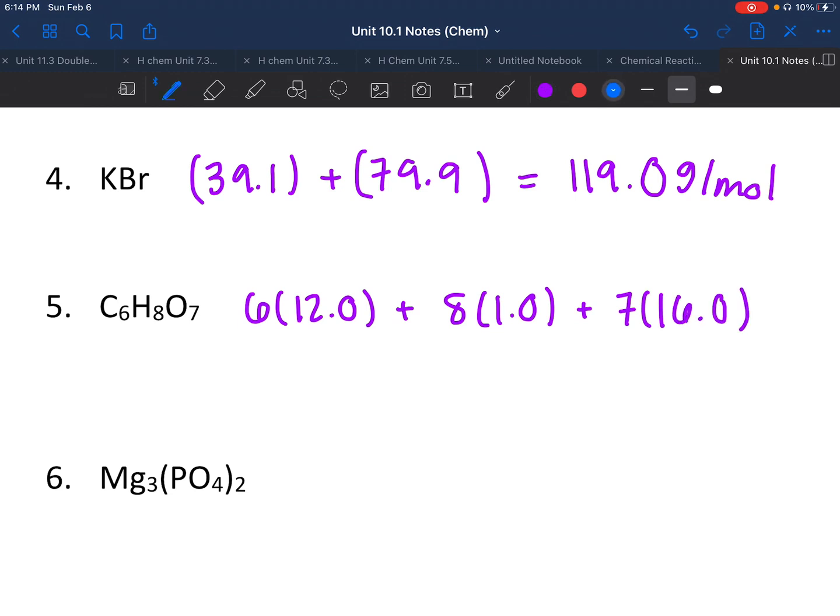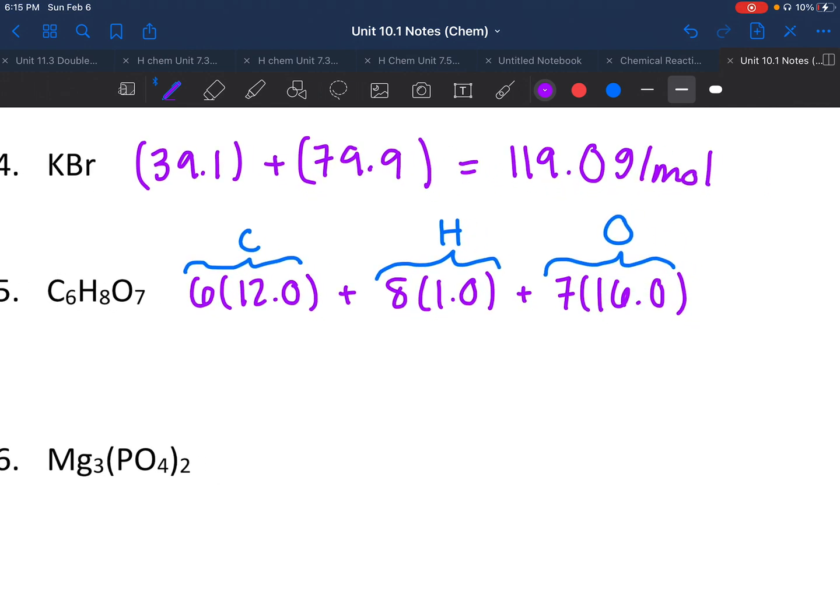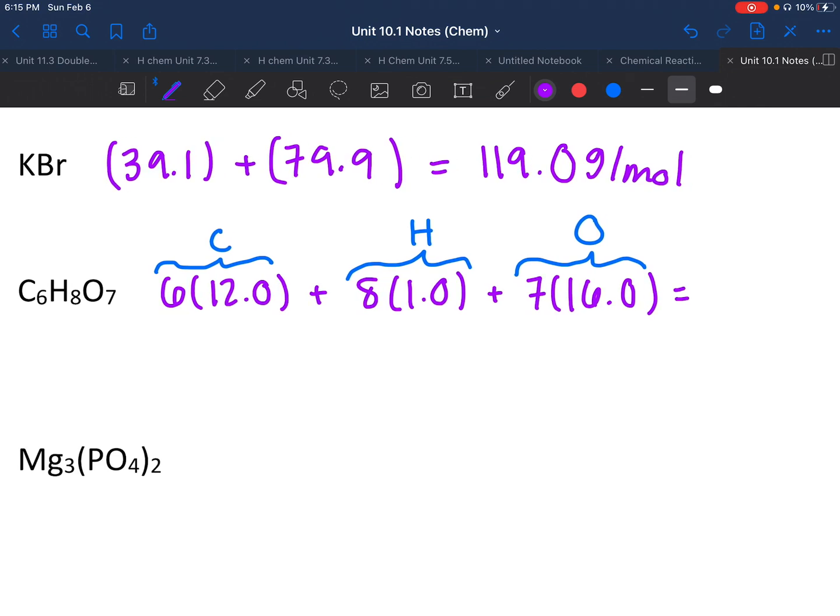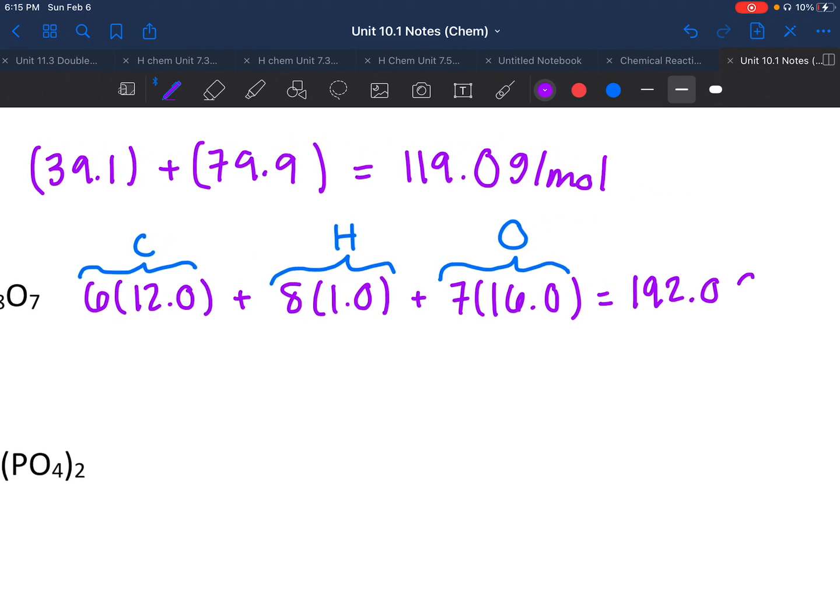So again, just kind of labeling over here, this is how we find the mass from carbon. This is how we find the mass from hydrogen. This is how we find the mass of oxygen, and we are adding that all up together. After multiplying and adding, of course, you guys should know PEMDAS as well, you will find that the total is 192.0 grams per mole.